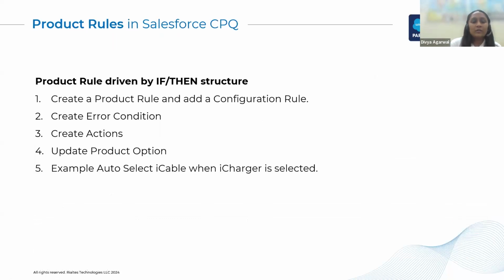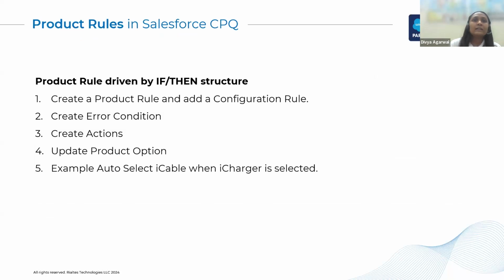Now moving on to product rules. In the previous slide we saw how we will be able to configure the product features and the product options. Now we will be discussing how to create the product rules. Why create product rules? What could be an example of a product rule?